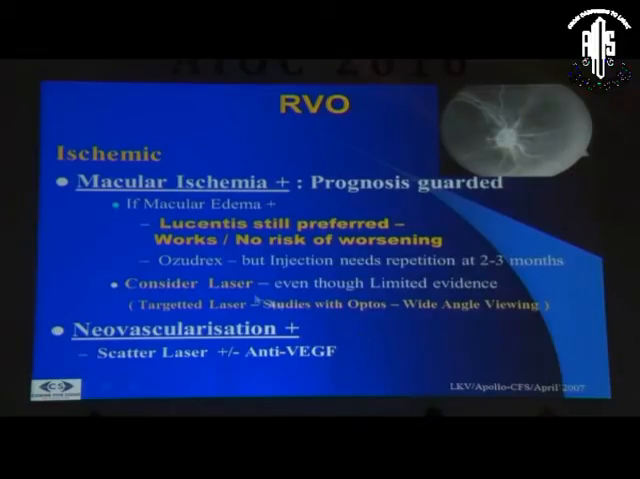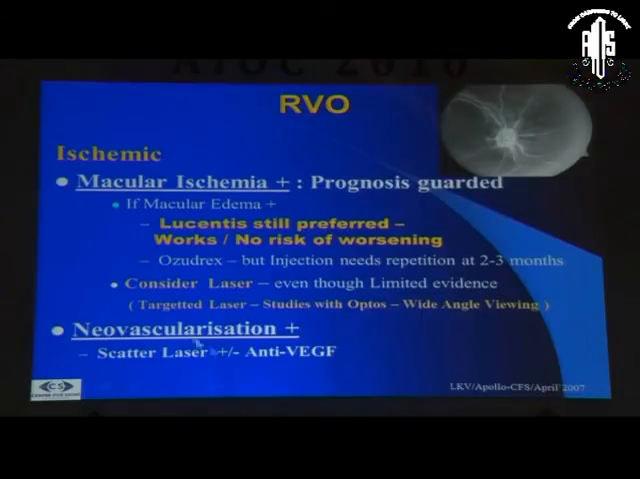Consider laser in a lot of these patients because ischemia means this is the source of VEGF coming out. VEGF comes from ischemic areas only. So what we do is we start treating especially the CRVO patients with laser. And people who use wide angle systems like Optos can identify that peripherally there is a lot of ischemia. So what is known as targeted laser, you start doing. And a lot of these patients will have fewer injections and the prognosis becomes better.